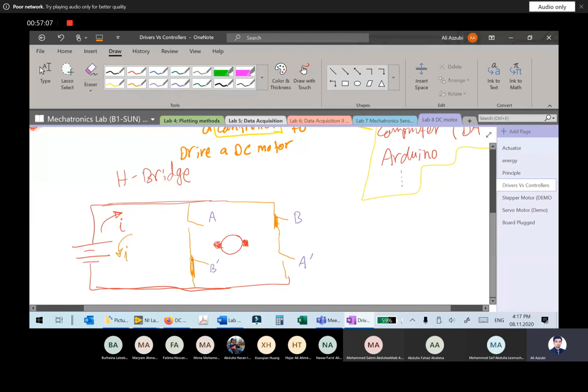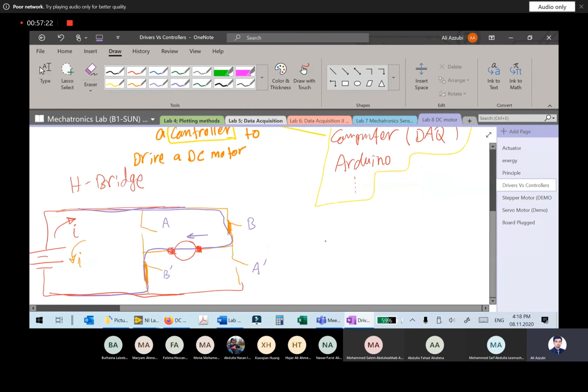So if I close this one and this one only, what's going to happen? The current will flow here. Now since this is open, the current will not go here. It will go to this, go this way and this way and this way. So actually the current is going like this.